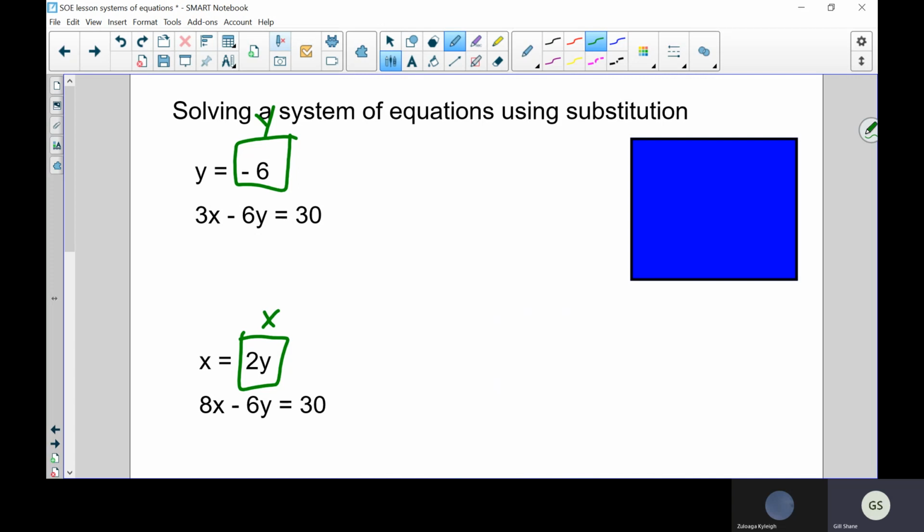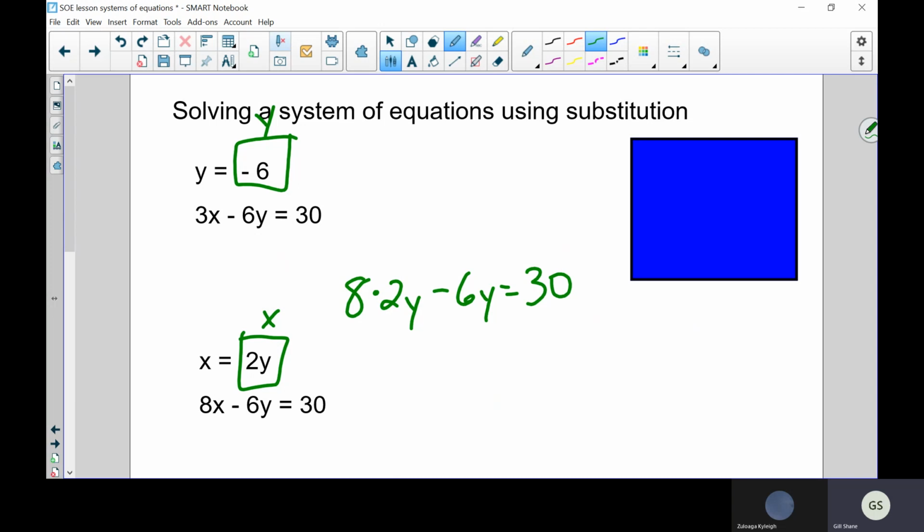When I go to the other equation and I see x, I don't need x anymore. I have the 8, but I don't want that x. I want to replace it with what's in that box. This is 8 times x, so I'm going to say 8 times 2y, and then I just write the rest of the equation. I don't change anything else. Once I replace the x, I don't change a single thing.